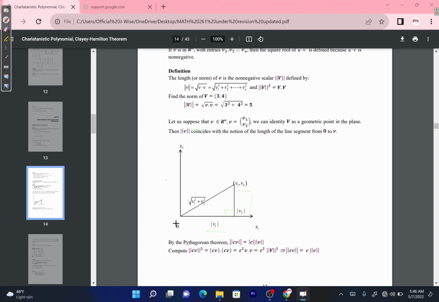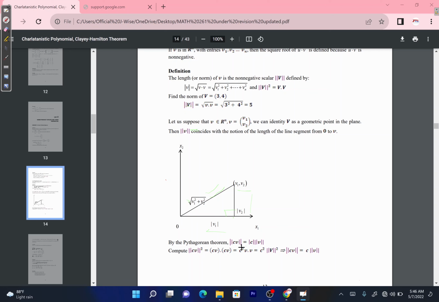And from the Pythagoras theorem, for any given right angle triangle, the side that's always opposite to the right angle is the hypotenuse. And the hypotenuse is the sum of squares of the other 2 sides. So this is the hypotenuse. That's the hypotenuse.